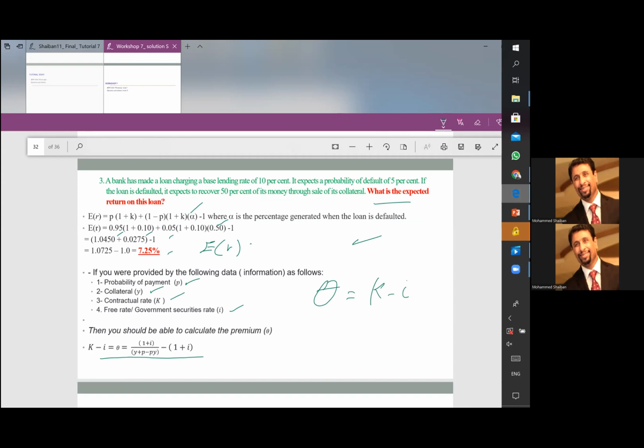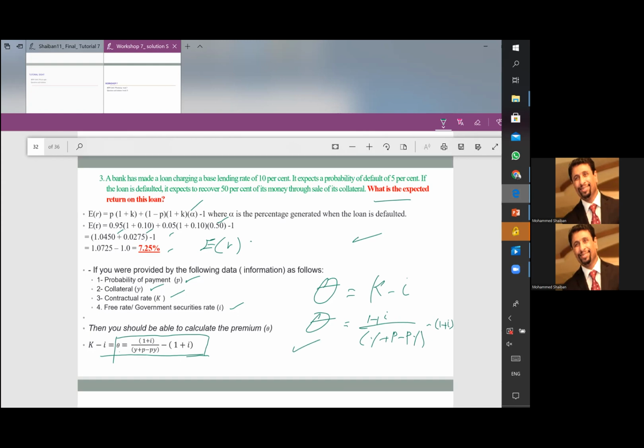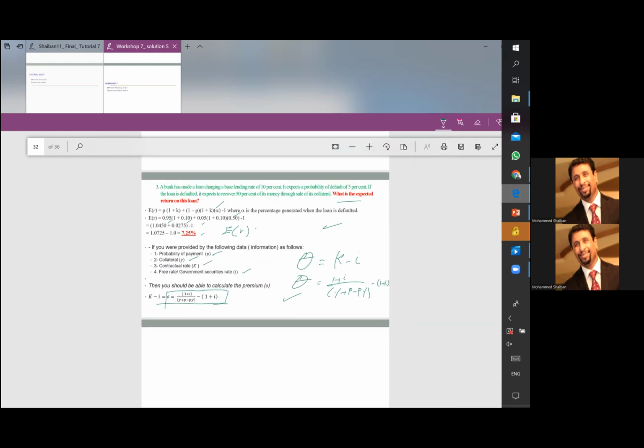But when we have a collateral, the formula will be like this. P is the probability of payment and Y is the collateral. You have to use this formula, which is 1 plus I, and then you bring the collateral plus the probability of payment, and then you subtract the probability of payment times the collateral. And all of this you subtract from 1 plus I. This is when there is a collateral. This is to calculate the premium.